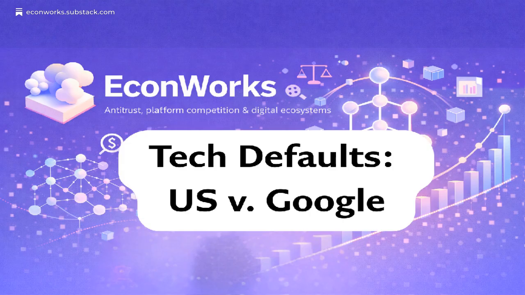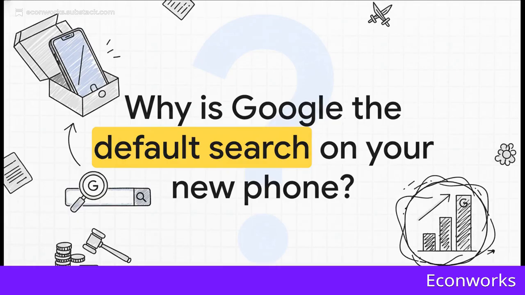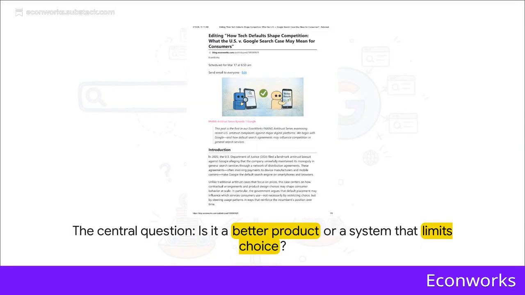You get a brand new phone, you open up the browser for the first time, and boom, there's Google. It just feels automatic, doesn't it? Almost like it's the only option. But it turns out that little pre-selected setting is at the absolute center of one of the biggest legal showdowns in tech history. And this image, well, it gets right to the core of the whole debate.